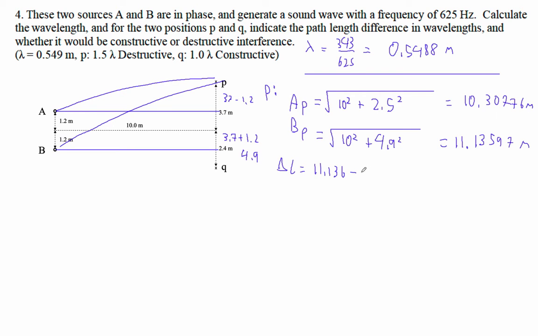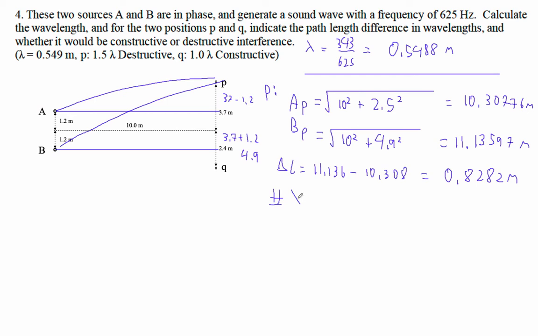So the difference in length is 11.136 roughly minus 10.308. So I'm going to go this guy minus that guy, and I get that that's 0.8282 meters. And then how many wavelengths is it?